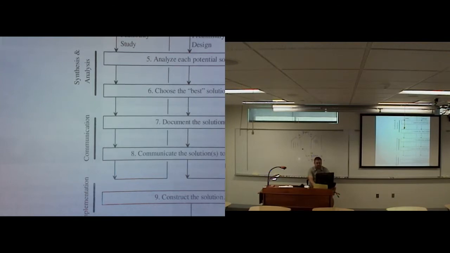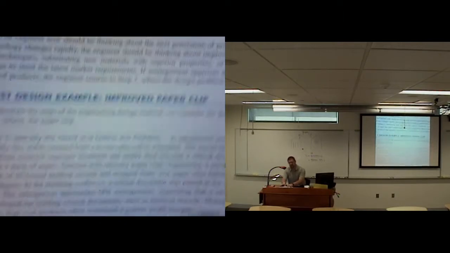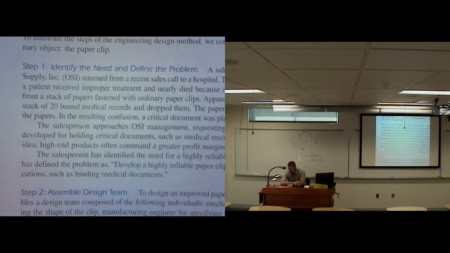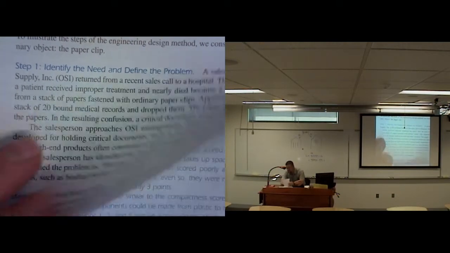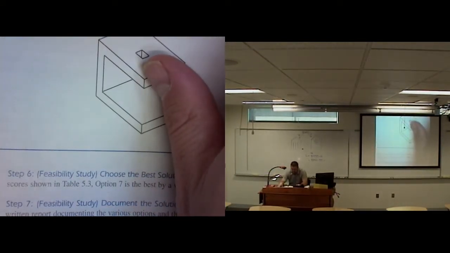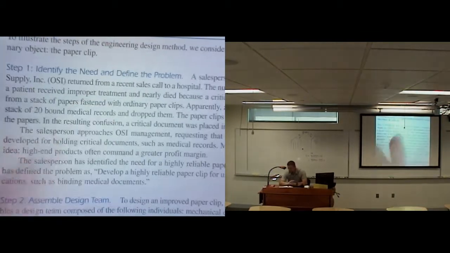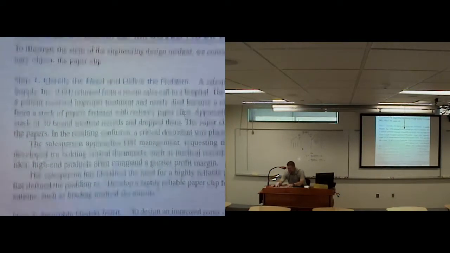Okay, so let's take a look now at section 5.2, which is another design example. Kind of a boring one in my opinion, but it is instructive. It's helpful and useful. It's called the improved paperclip. And the reason I can say it's boring is because it's so dang stinking simple. However, it is illustrative. It will illustrate the idea behind the design process.